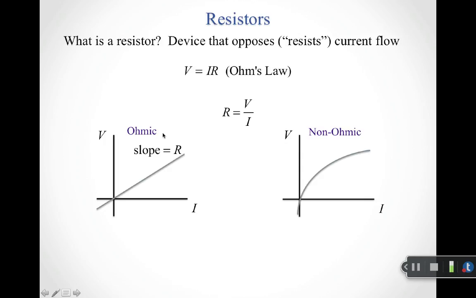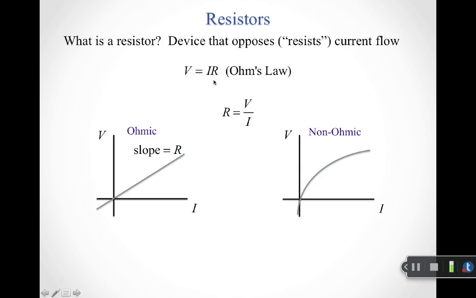For ohmic materials, when you plot the voltage versus the current, you can think of this as the equation for a line, y equals mx plus b. The resistance is your slope, x is what's on our x-axis, and the y-intercept b is 0, which is why this goes through the origin. So on a plot of voltage versus current, the slope, the resistance, is constant for ohmic materials. For non-ohmic materials, it changes.